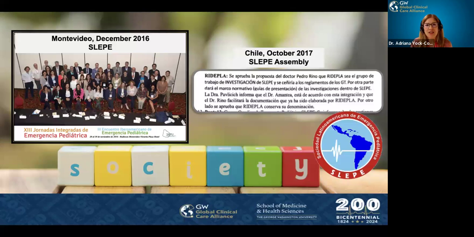He went on a sabbatical in 2011 because he knew that to increase the development of pediatric emergency medicine, we also need to get research done. It wasn't until 2017 that RIDEPLA, the name of the research network, became part of SLEPE as the research group. That is when we started doing a little bit more research and also publications.